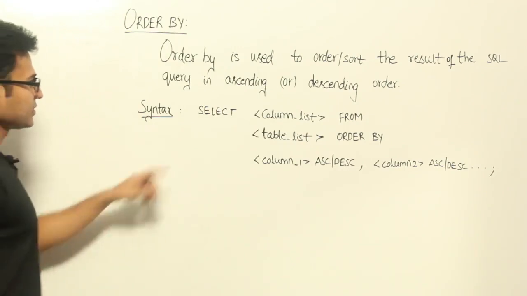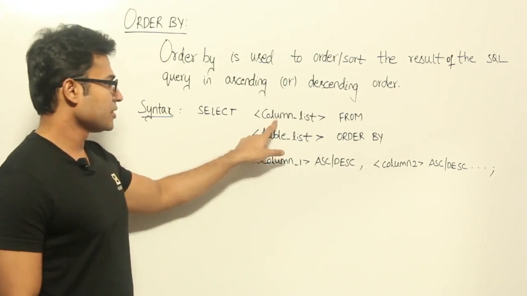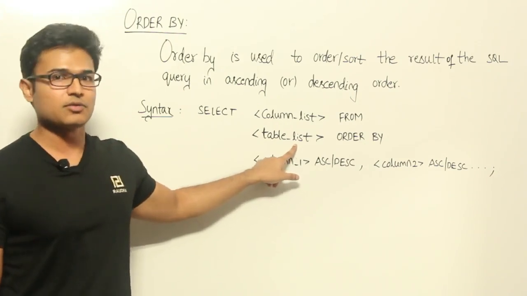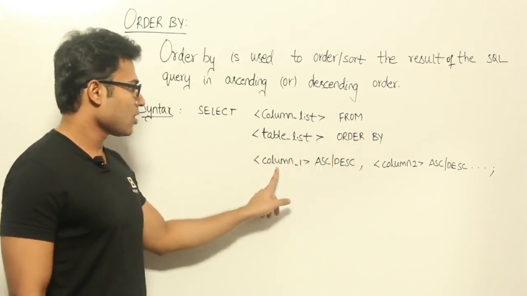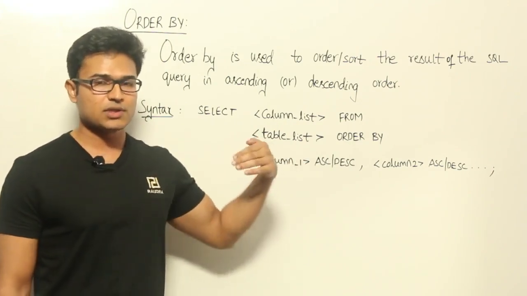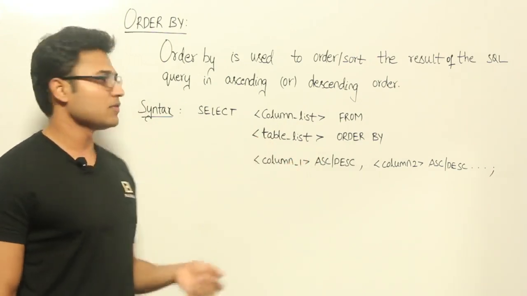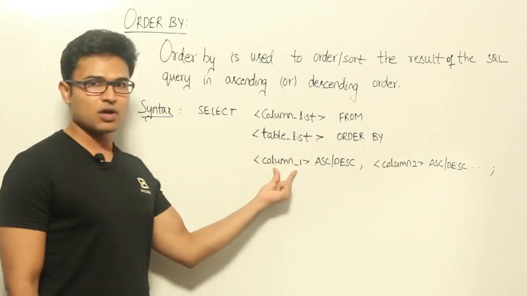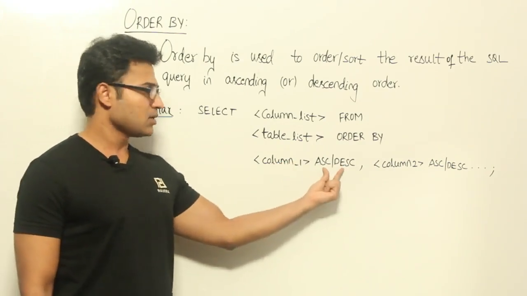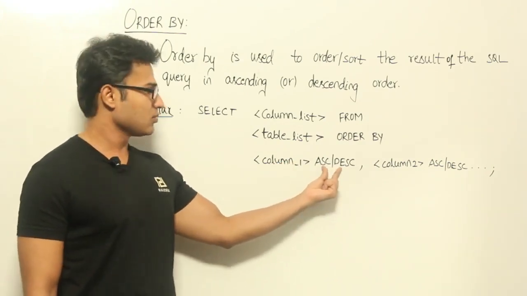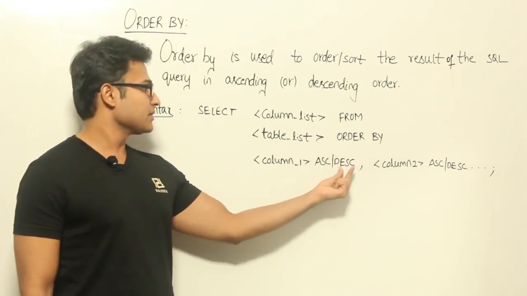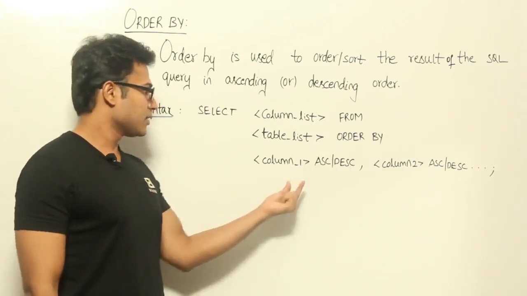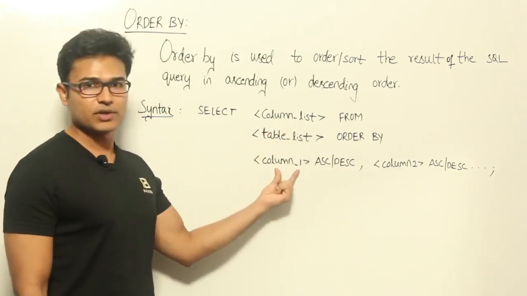Now the syntax is: select column list, meaning attribute list, from table list, from the tables that you are trying to combine, order by column 1. You can use order by for many columns. So if I say column 1, column 2, and so on, it means that first you give priority to column 1, and then see whether ascending or descending order is given. If nothing is given, go with ascending order. If descending is given specifically, then you have to order the output in the descending order of this attribute, column 1.